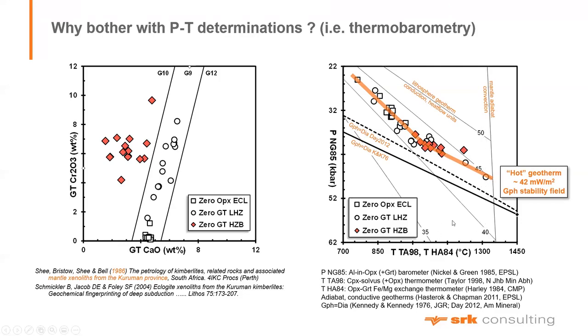As you go to a cooler geotherm, you pass through these lines over here, which are recognized as the graphite-diamond stability field. So a 40 milliwatt geotherm over here intersects graphite-diamond roughly at about 1,000 degrees centigrade, 900 to 1,000. So if you're on a hot geotherm, 42 milliwatts per meter squared, you're in the graphite stability field right up into the adiabat. Whereas if you're on a cooler geotherm, you intersect the diamond stability field, and that's fundamental.